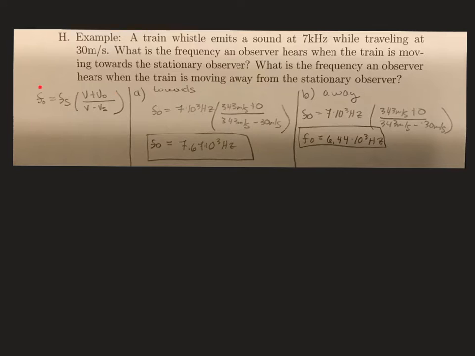So I'm going to use my relationship that allows me to calculate the frequency an observer hears compared to the frequency a source emits. Now for the towards example, I've taken my frequency and converted it from kilohertz to hertz by multiplying by 1,000.